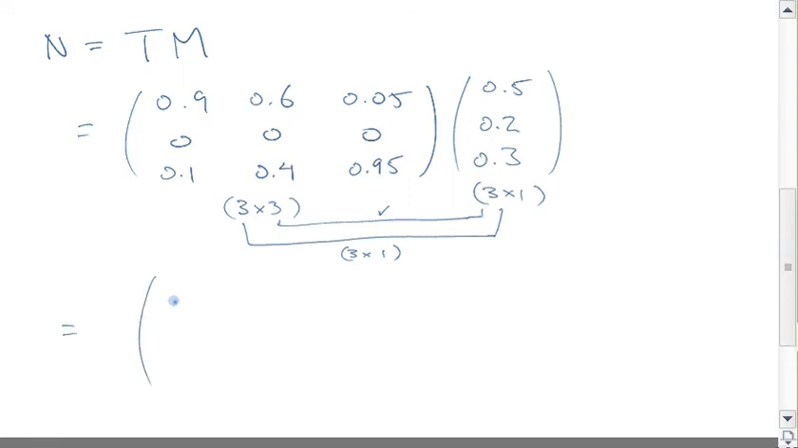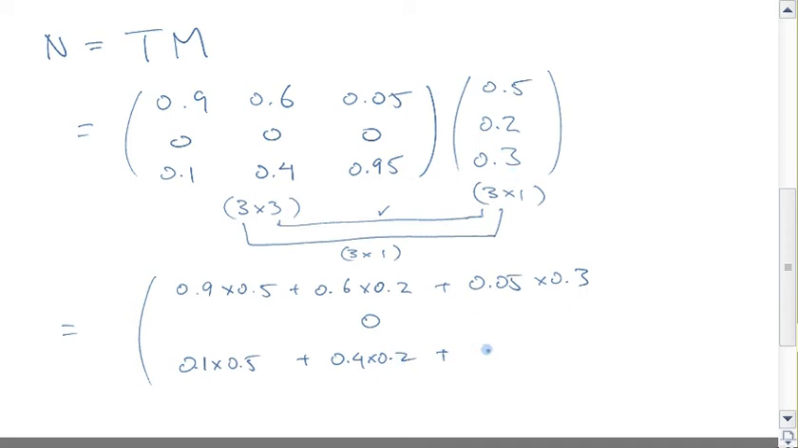So the first row, row 1 times column 1, 0.9 times 0.5 plus 0.6 times 0.2 plus, sorry, 0.05 times 0.3. Second row, 0 times 0.5 plus 0 times 0.2 plus 0 times 0.3. 0 times anything is 0, so this whole thing will be 0. And for the third row, 0.1 times 0.5 plus 0.4 times 0.2 plus 0.95 times 0.3.